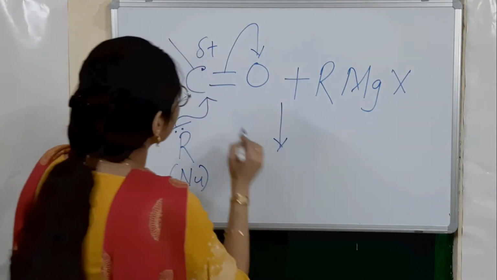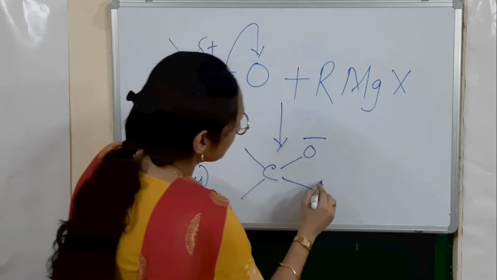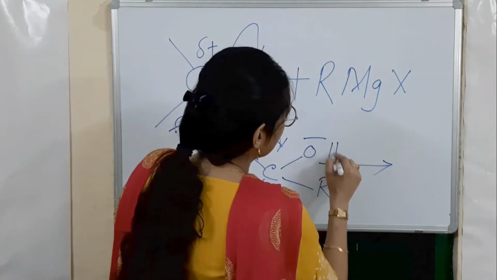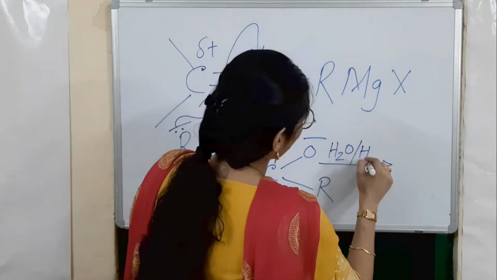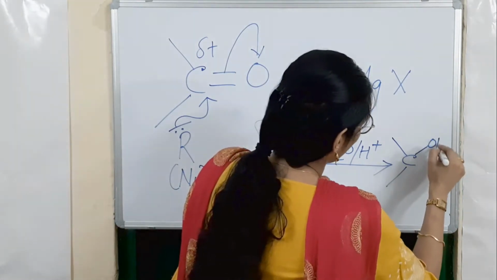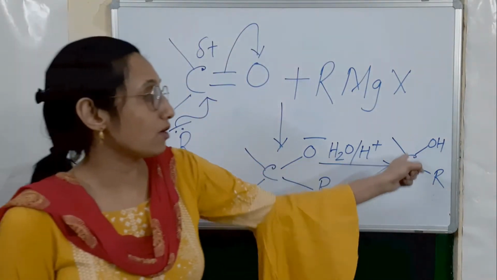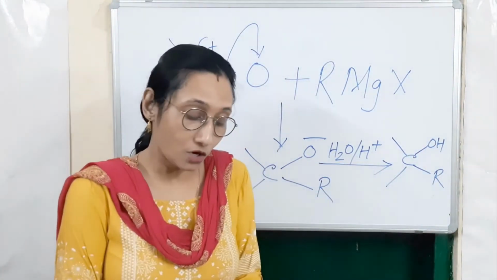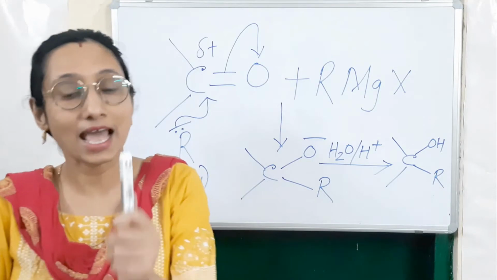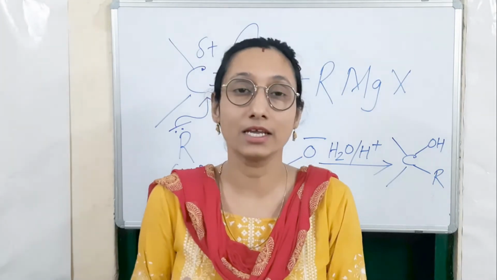Then what we will get? We will get C. This is O minus. This is R. This R is coming from Grignard reagent. Now, in the next step, if we treat this with water or H plus, we will get OH, and this is R. Now, what class of compound is this? This is alcohol. So, Grignard reagent can be used to synthesize alcohol. So, first we will discuss the synthesis of alcohols from Grignard reagent.